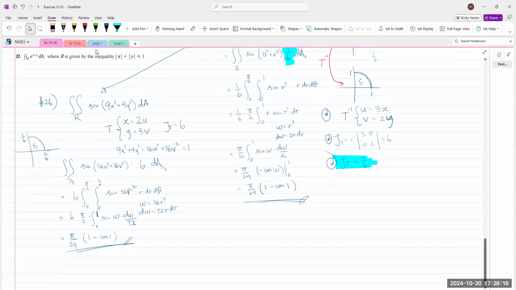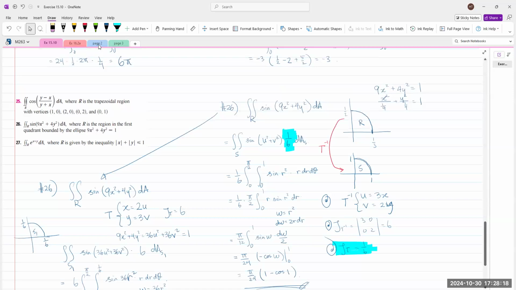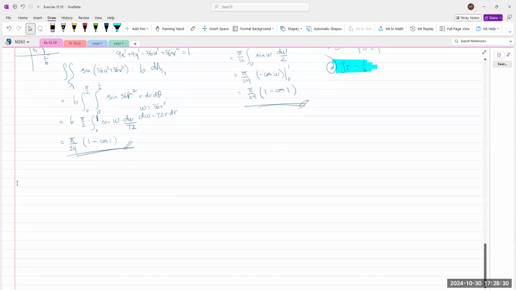That's for number 26. You know what? I see number 25 is being highlighted. Let me copy paste that first and then work on that. And if I think I still have time, I will do number 27. Let's take a look at number 25.